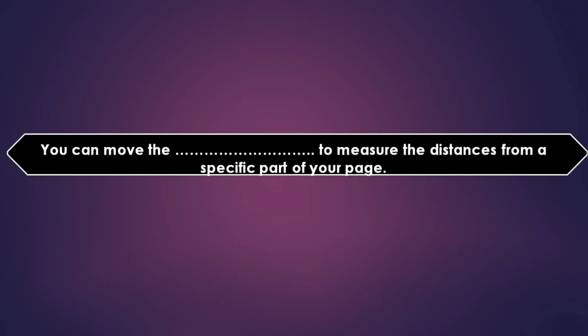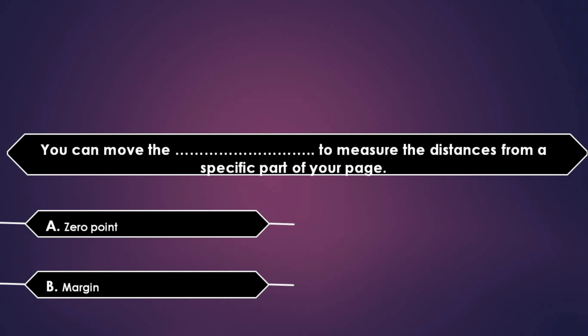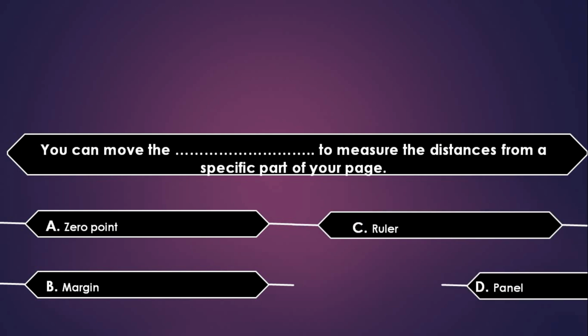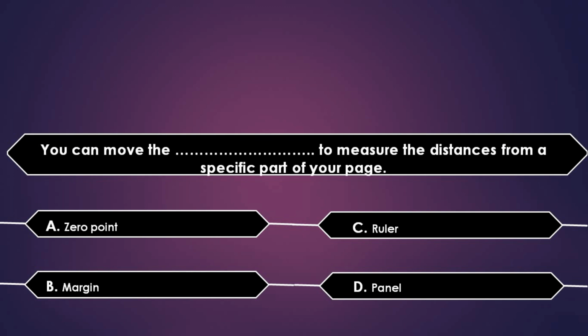You can move the dash to measure the distance from a specific part of your page. A. 0 point, B. Margin, C. Ruler, D. Panel. The right answer is 0 point. You can move the 0 point to measure the distance from a specific part of your page.